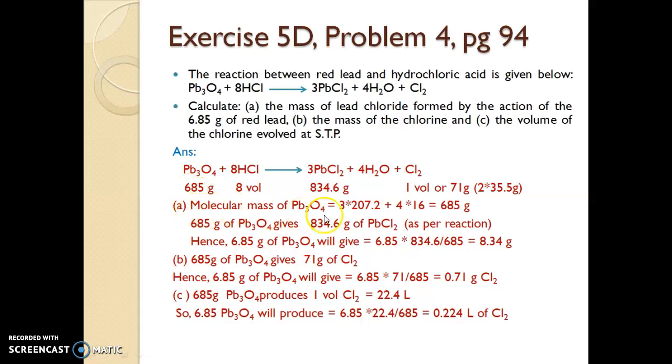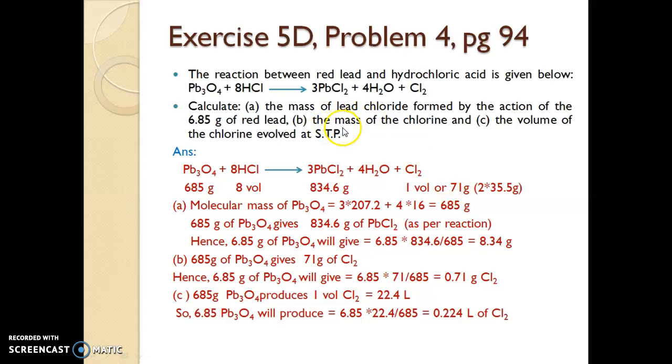Now I have done all the calculations for you. So 685 gram of Pb3O4, that is red lead, gives 834.6 gram of PbCl2, that is lead chloride, as per the reaction. Hence 6.85 gram of Pb3O4 will give how much lead chloride? Find this out. Now, as per reaction, 685 gram of lead chloride gives you 71 grams of chlorine.